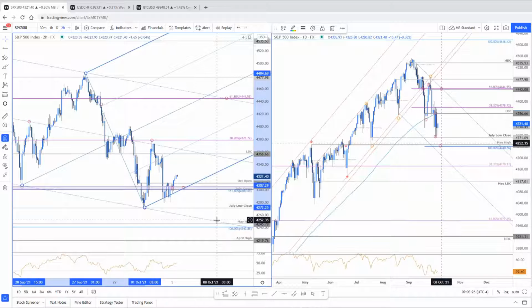Non-farm payrolls on tap. Estimates haven't moved. Still looking for unemployment to drop to 5.1 on Friday. Print of 473,000 is expected.